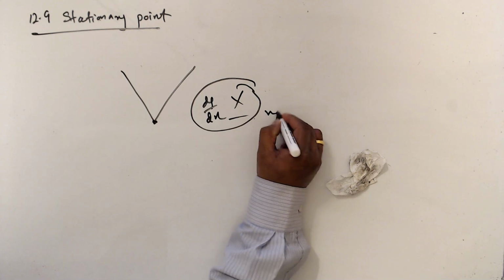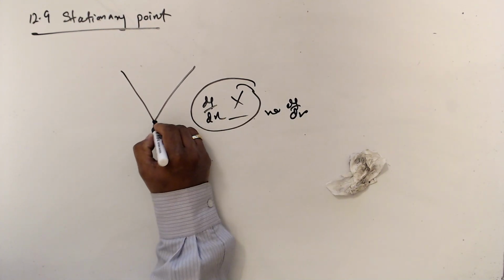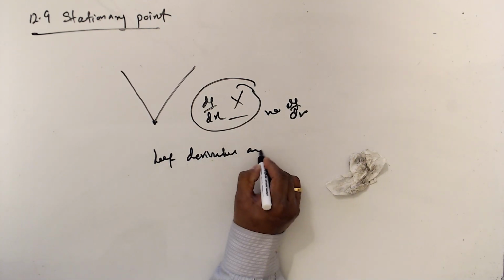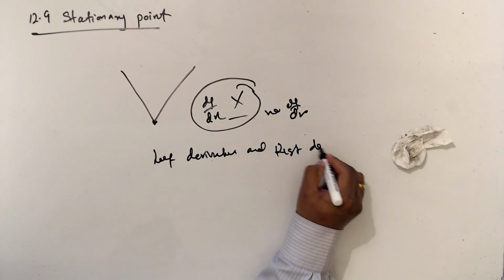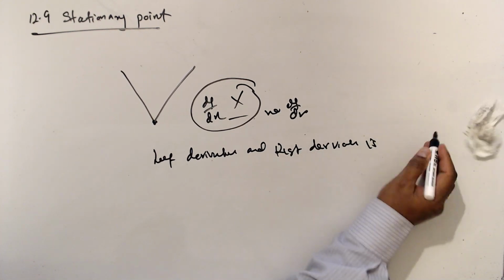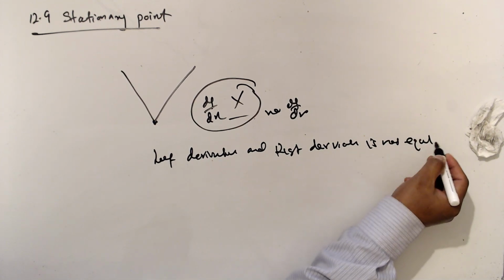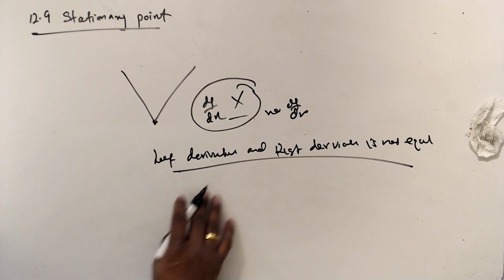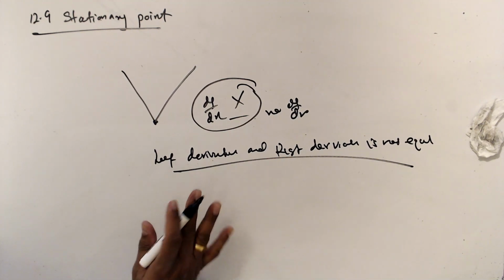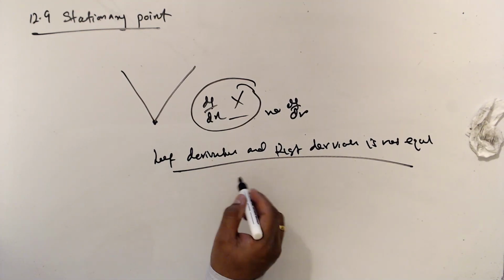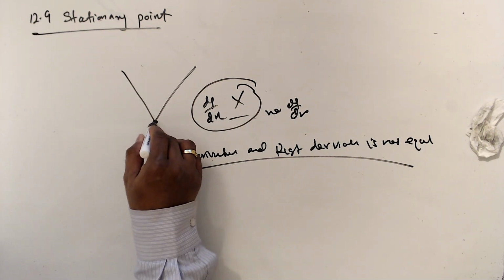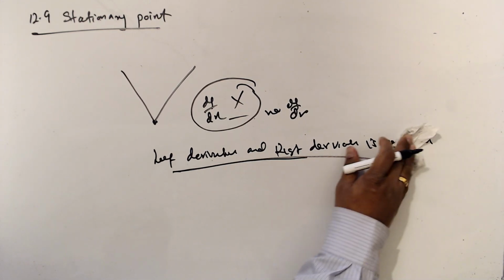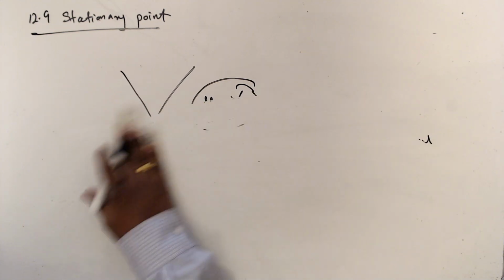No dy by dx at this point, because the left derivative and right derivative are not equal. So you can't understand why yet. You need to have a lot of knowledge. So just for your knowledge, you can't find dy by dx at this kind of point, because the left derivative and right derivative are not equal. This is just for your knowledge, and you can forget this one.